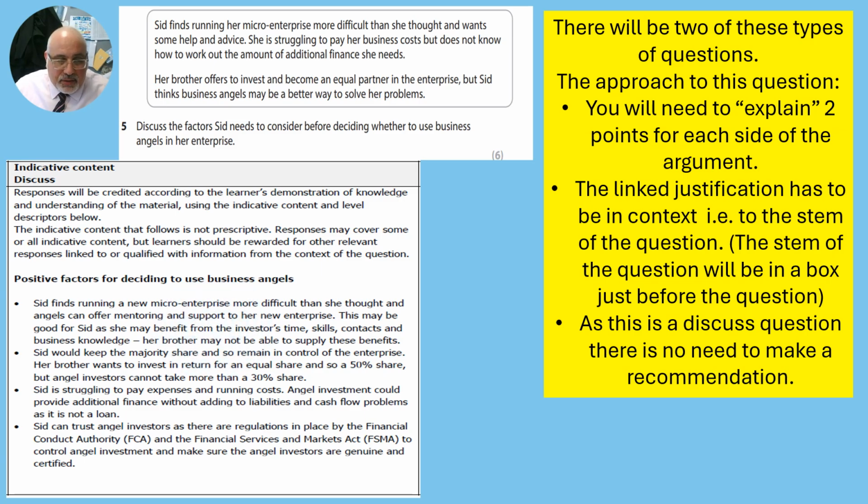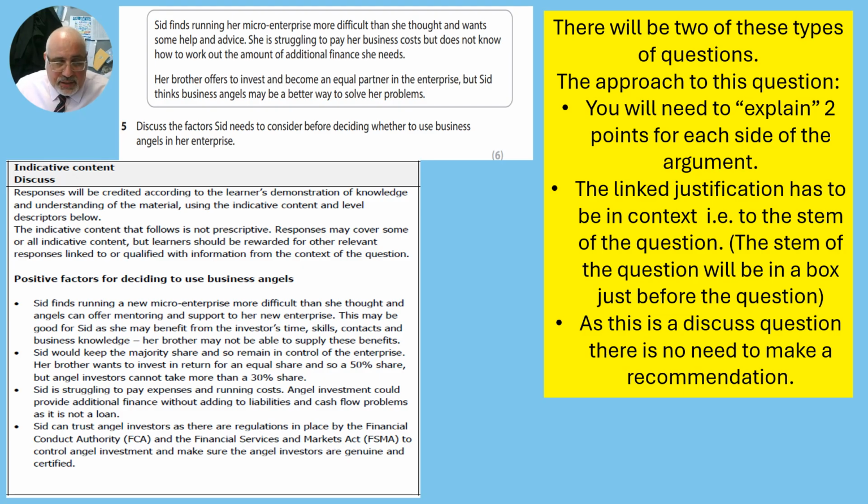So if we have a quick look at the mark scheme. This is the mark scheme, and you will have to be able to look at an argument either side. So don't be biased, just use your judgment, and then it doesn't need a conclusion. It doesn't need to say which one they should go for, because it doesn't say recommend whether she should go for business angels or not. A couple of things I do want to point out for you though.